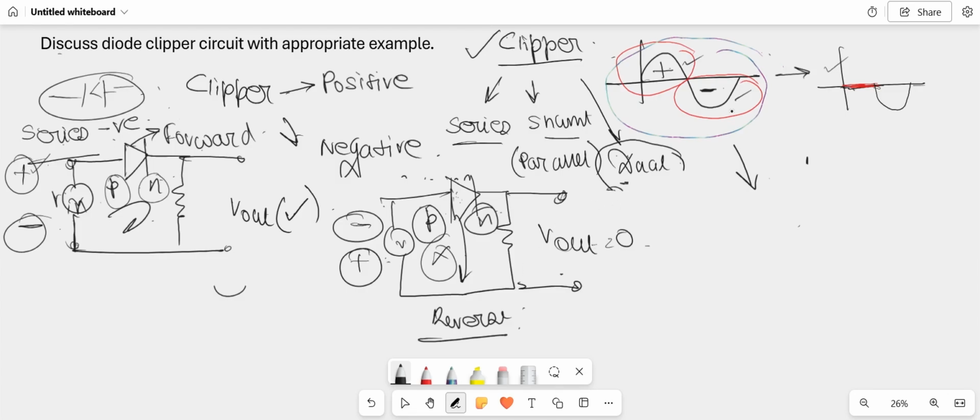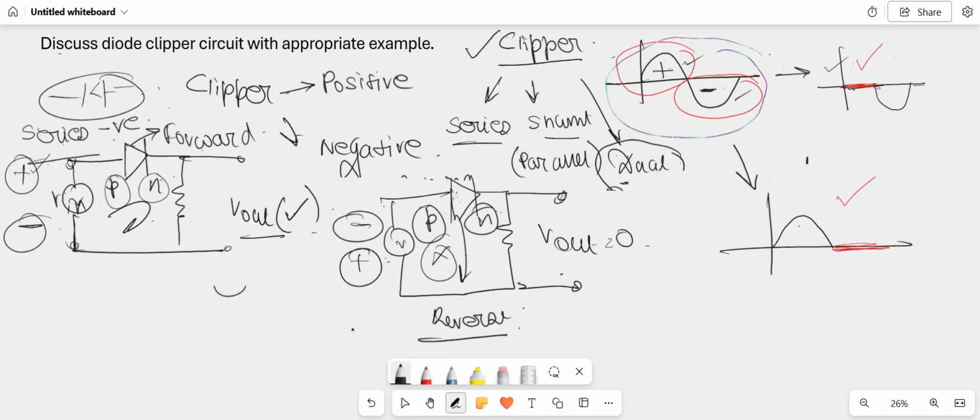For the series negative clipper, for the positive half cycle, as we can see, we are getting the output voltage. So for the positive half cycle, we will be getting the positive half cycle. And for the negative half cycle, we will be getting just 0. We won't be getting anything. Okay. So in this case, the positive half cycle was clipped and in this case, the negative half cycle was clipped. So this is everything about the series clipper.